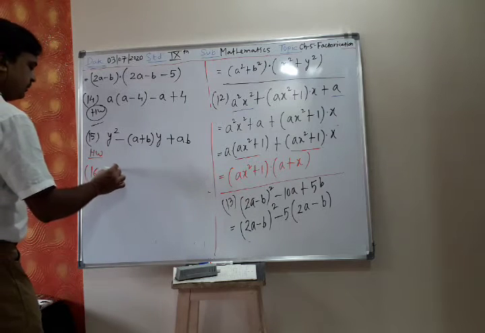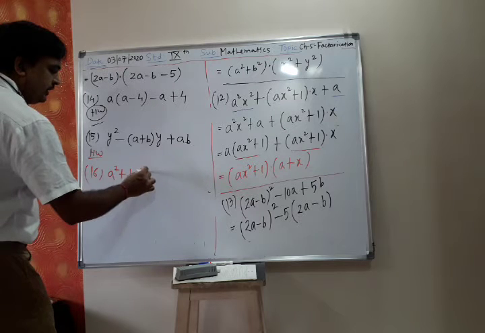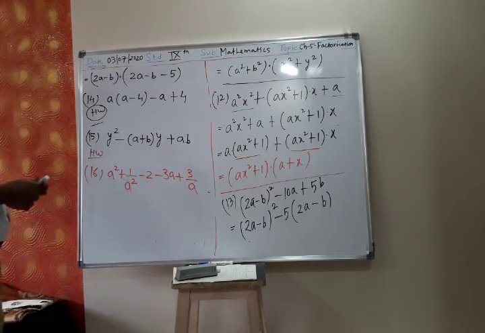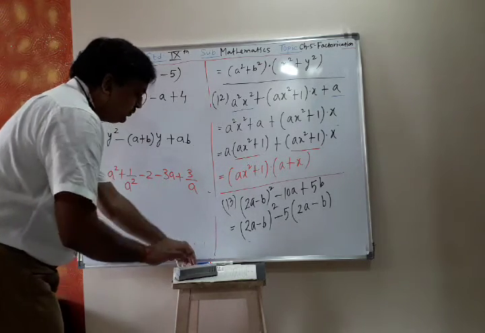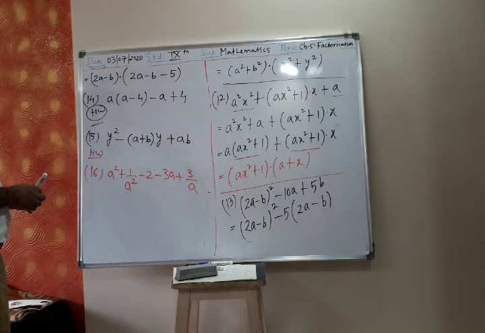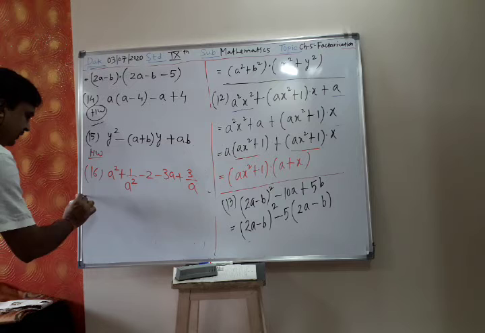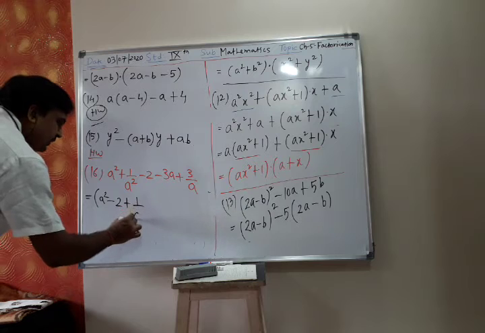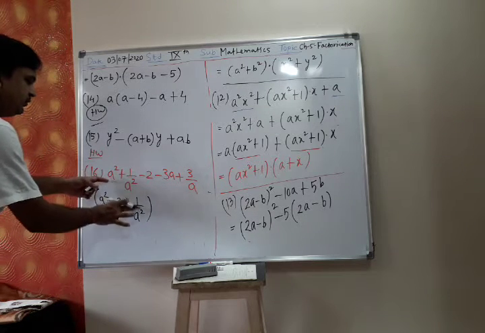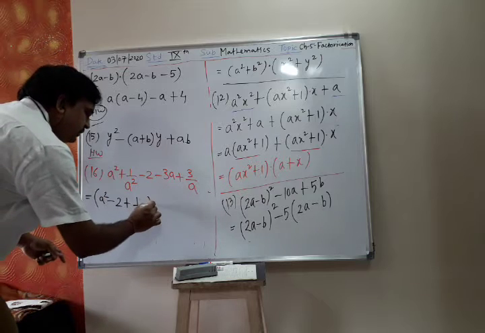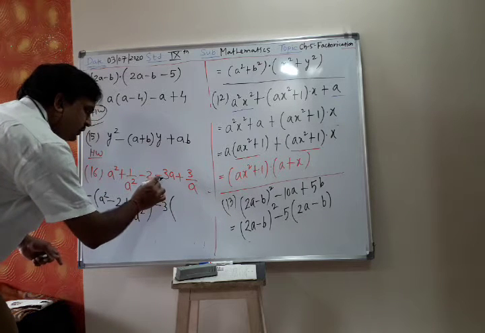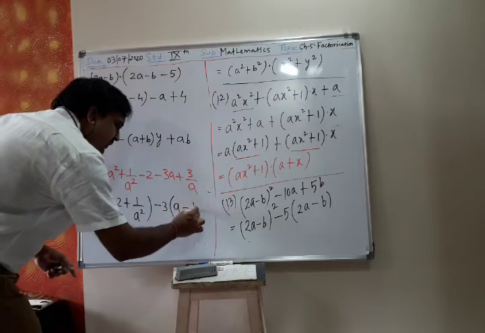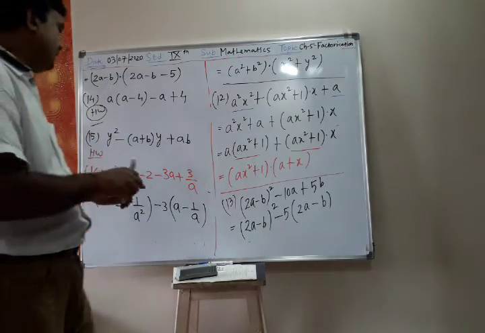A square plus 1 upon a square minus 2 minus 3a plus 3 upon a. So I will take a square minus 2 plus 1 upon a square together. First 3 terms I am writing together. Then the remaining 2 terms I am taking minus 3 common. Then what is left? A minus 1 upon a, since I have taken minus outside, the inside sign will change.